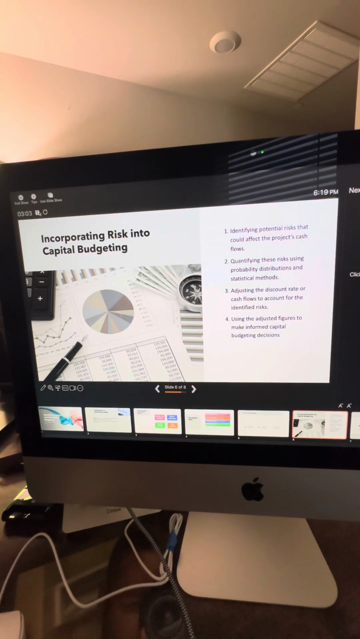Incorporating risks into capital budgeting. 1. Identifying potential risks that could affect the project's cash flows. 2. Quantifying these risks using probability distributions and statistical methods. 3. Adjusting the discount rate or cash flows to account for the identified risks. And 4. Using the adjusted figures to make informed capital budgeting decisions.